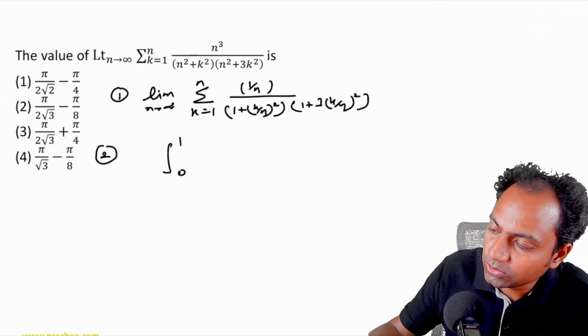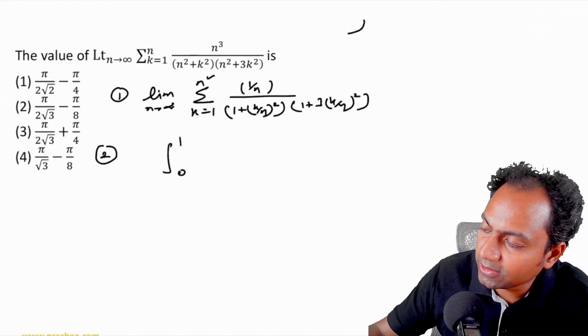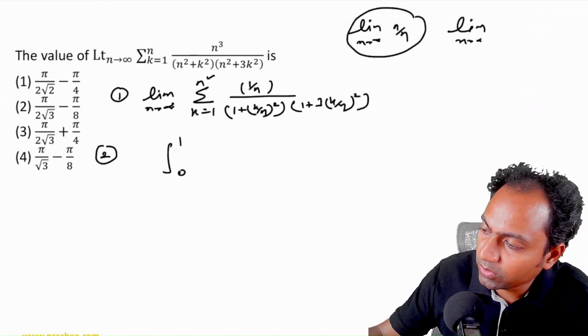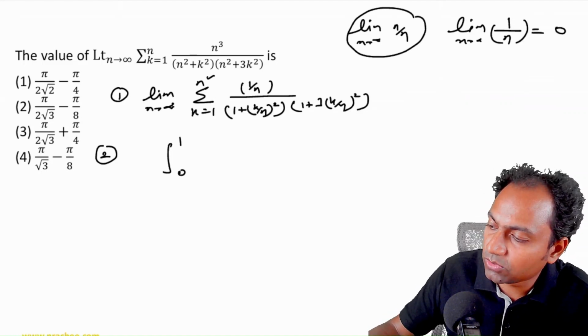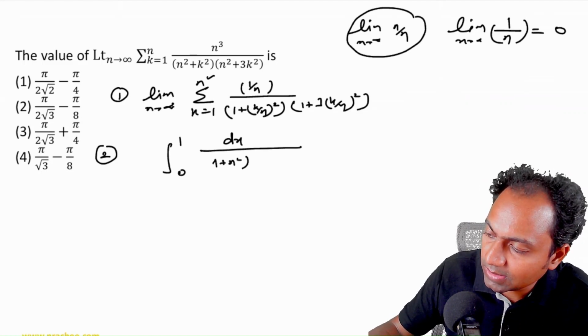So this will become 0 to 1. You will find these limits by putting k by n, limit n tends to infinity. And the lower limit you can similarly find by putting whatever was written below, with 1 by n, n tends to infinity. So this becomes 0 to 1. 1 by n is replaced by dx. This will become 1 plus x square into 1 plus 3x square.